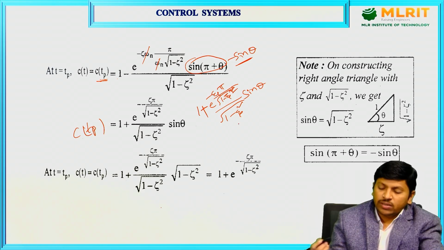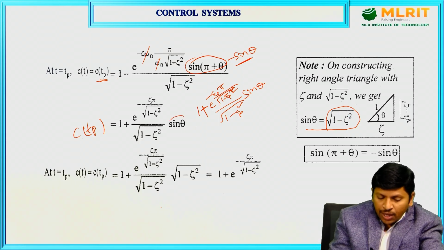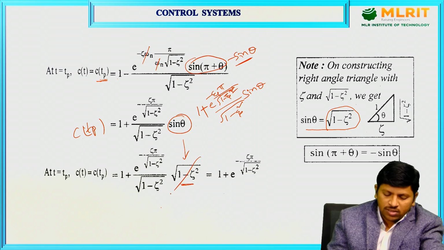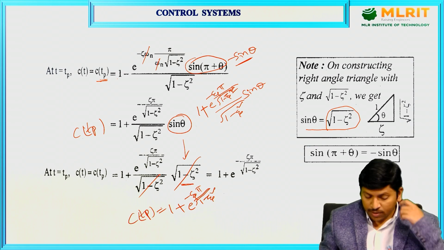Next, we know that by constructing a right angle triangle, sin theta equals under root 1 minus zeta square. So in place of sin theta I am going to write under root 1 minus zeta square. Now this term and this term both cancel. Finally, we are going to get c of tp equals 1 plus e power of minus zeta π by under root 1 minus zeta square. This is c of tp equals this value.